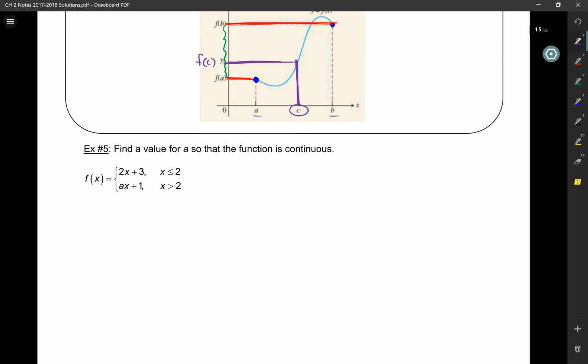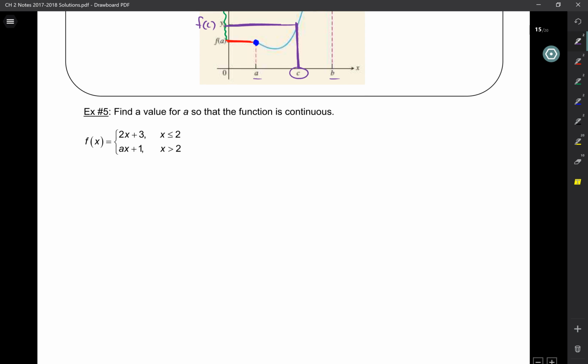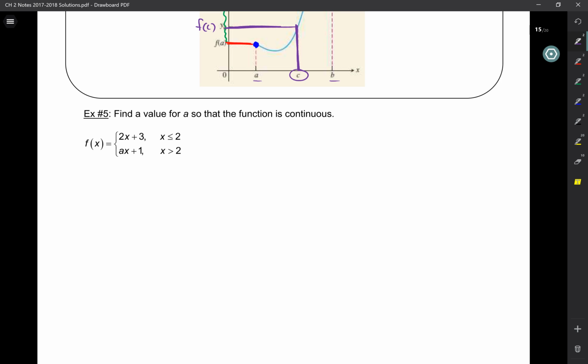All right. So now let's do this. Take a look at this one. This is a piecewise function. Okay? And there is a split at x equals 2. So I have a function that exists to the left of 2 and a function that exists to the right of 2. The function to the left of 2 is 2x plus 3. The one to the right of 2 is ax plus 1. What would the value of a have to be in order for this to be continuous?